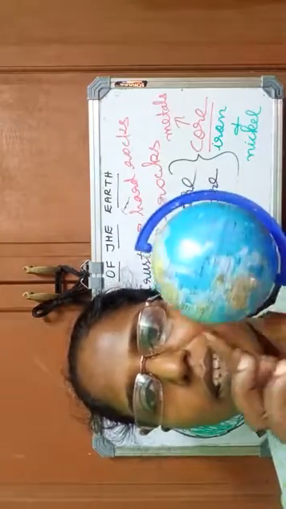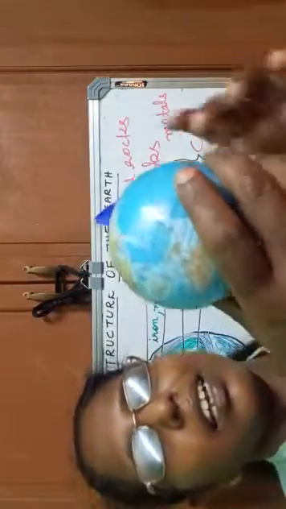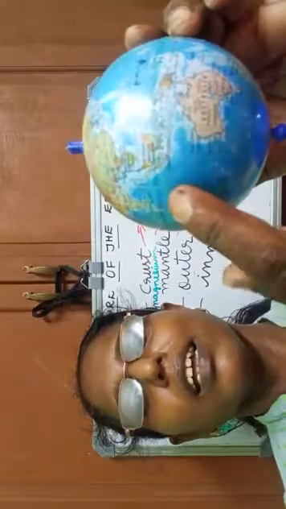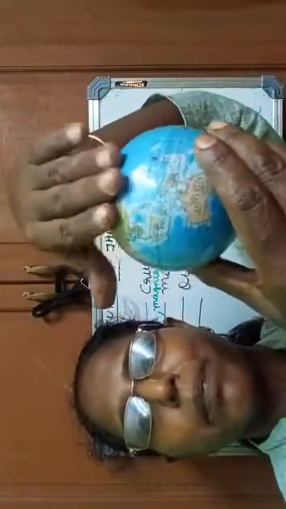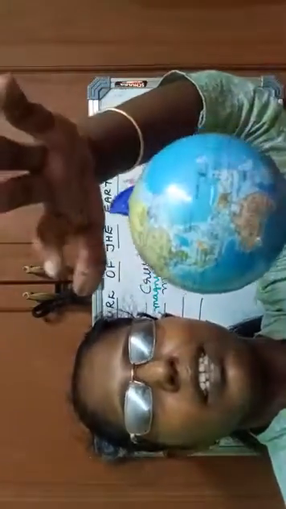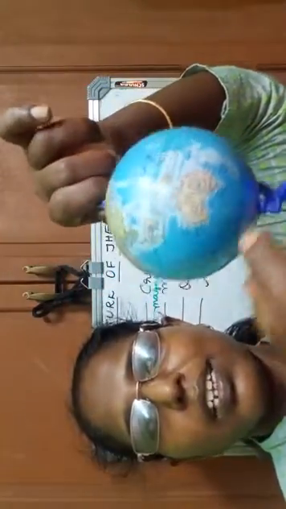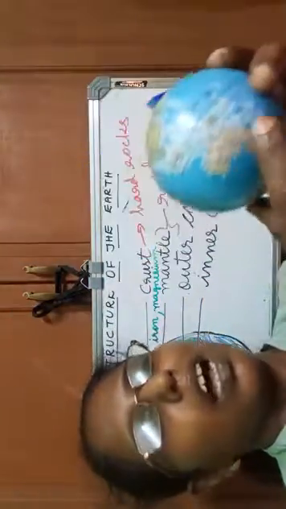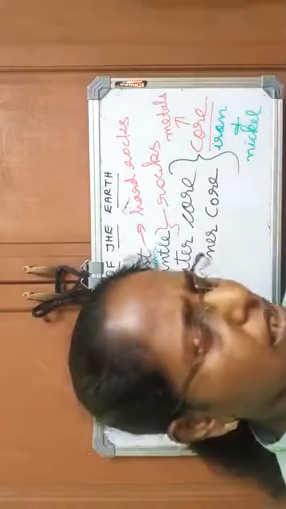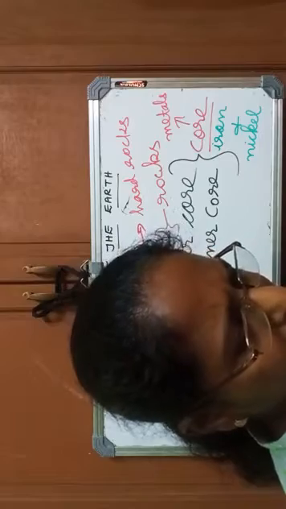So this is an imaginary axis, and here you can see a line, and this is the equator which divides the earth into two halves, upper part and lower part. And this is north pole and this is south pole, and the upper part is called northern hemisphere and lower part is called southern hemisphere. Northern hemisphere and southern hemisphere.